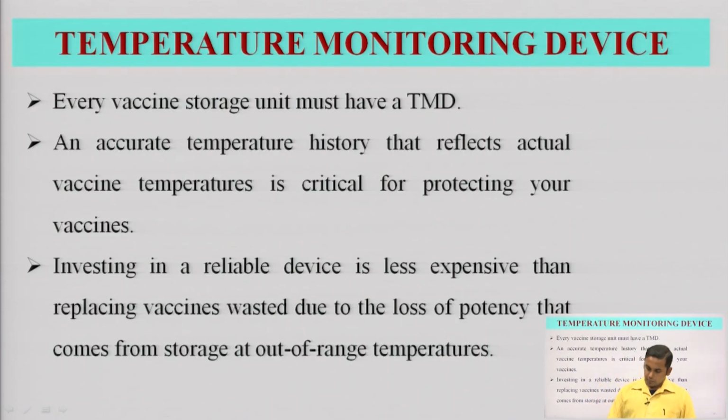After discussing this part, let me also tell you something about the temperature monitoring device. We simply call it a TMD. An accurate temperature history that reflects the accurate vaccine temperature is critical for protecting your vaccines, and investing in a reliable device is less expensive than replacing wasted vaccines. The price of a vaccine is very high, but the price of a temperature monitoring device is not very high. So, as a pharmacist or government official, you should spend money to buy a temperature monitoring device to check the temperature, so that your vaccines do not get wasted. This is very important.